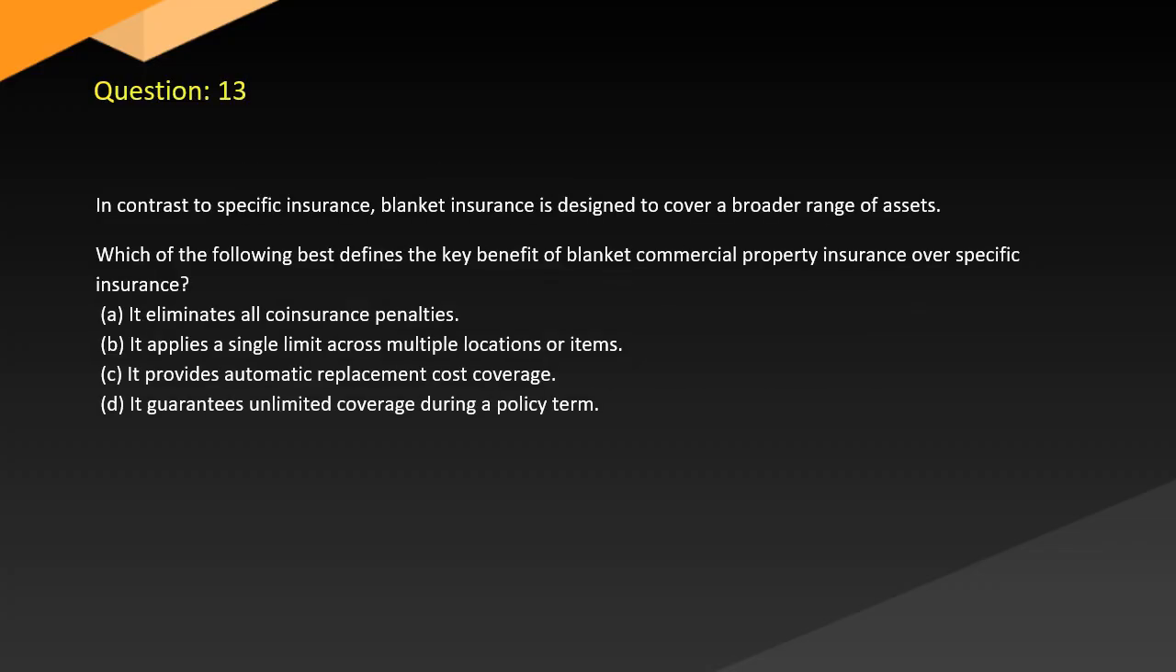Question 13. In contrast to specific insurance, blanket insurance is designed to cover a broader range of assets. Which of the following best defines the key benefit of blanket commercial property insurance over specific insurance? A. It eliminates all coinsurance penalties. B. It applies a single limit across multiple locations or items. C. It provides automatic replacement cost coverage. D. It guarantees unlimited coverage during a policy term.